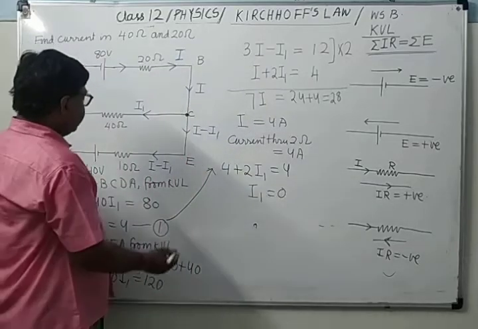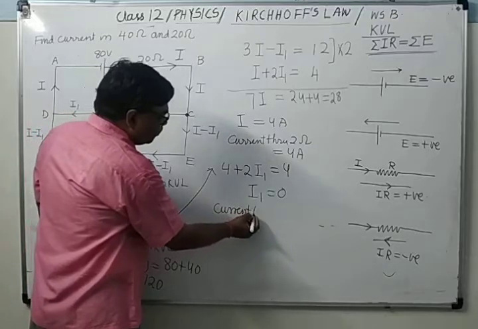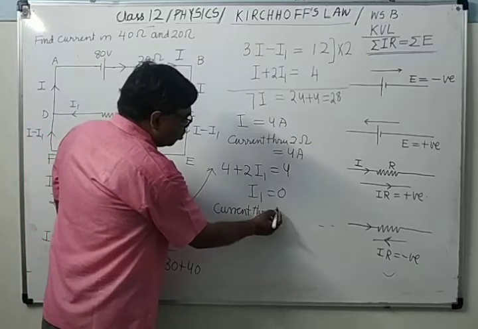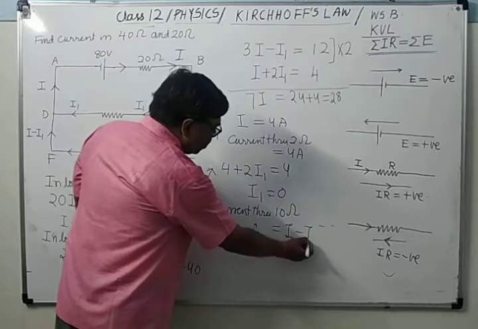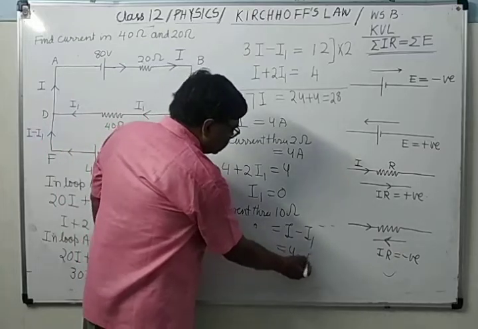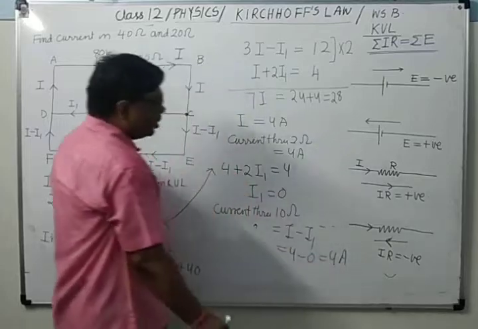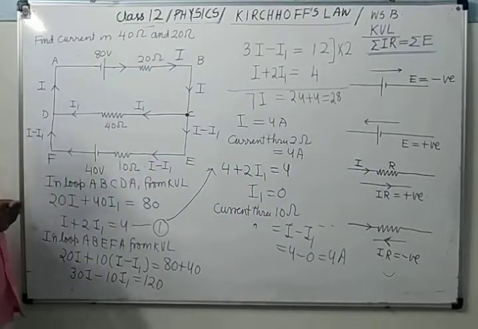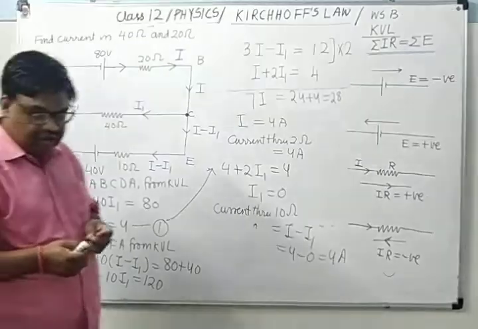So what is the current through 10 ohm? Current through 10 ohm will be equal to I minus I1. What is I here? 4. I1 is 0, so that is equals to 4 ampere. It's clear? It will be equal to 4 ampere. It's clear? So this way you can do.